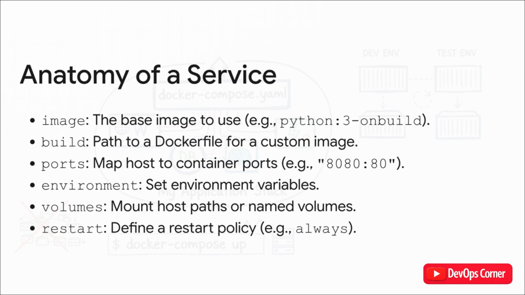These keys map directly to those command line options we hated. Image is for a pre-built image from Docker Hub, or builds can point to a local Dockerfile for a custom image. Ports connects a port on your machine to a port in a container, always host/container. Environment sets your environment variables. Volumes is for data, which we'll get into more. And restart is a lifesaver. You can set it to always, and if a container crashes, Docker just brings it right back up. It's all the same power, just organized and easy to read.